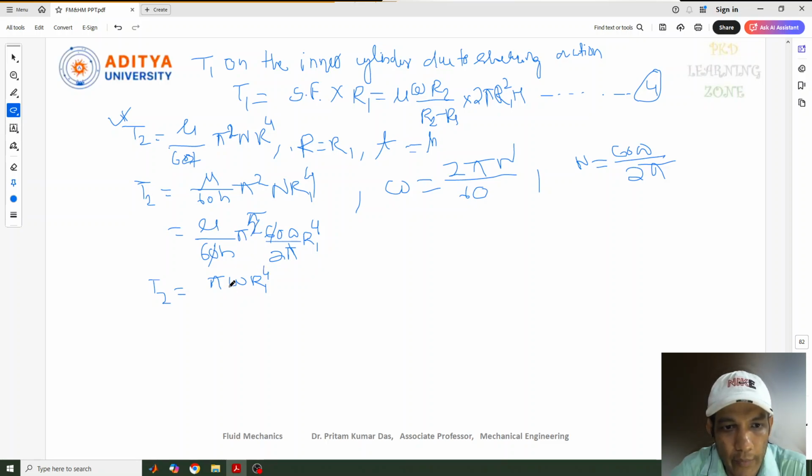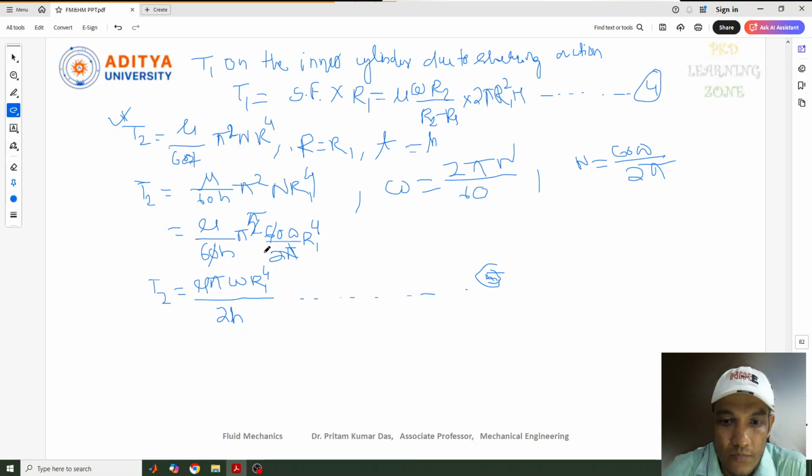Pi, mu is there, so write it here: mu pi omega R1 to the power 4 divided by 2H. Pi cancels, so 2H. So this is another equation, we can write it as equation 5. Okay, this is equation 5.